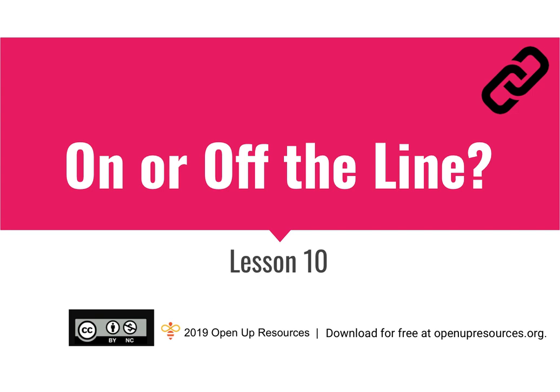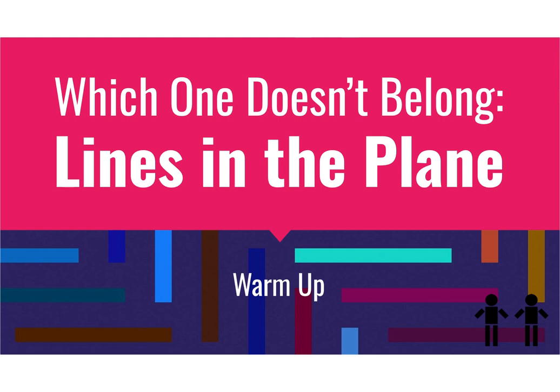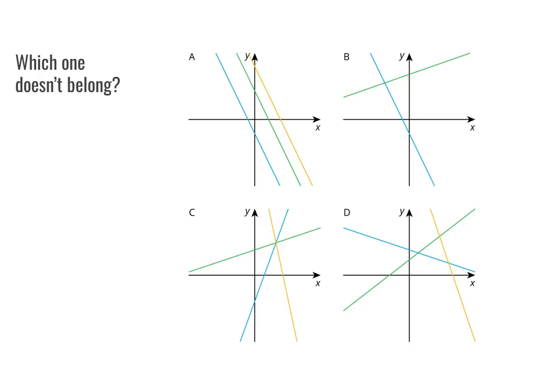In today's lesson, we're going to talk about on or off the line. I want us to be able to interpret the meaning of points in a coordinate plane. We're going to start off with a which one doesn't belong, and we're looking at lines on the plane. We are in the student workbooks on page 72.